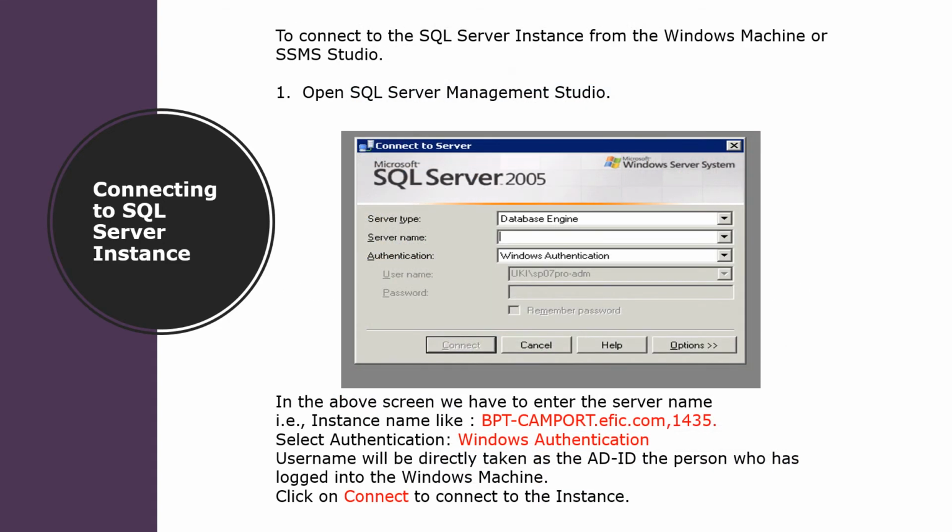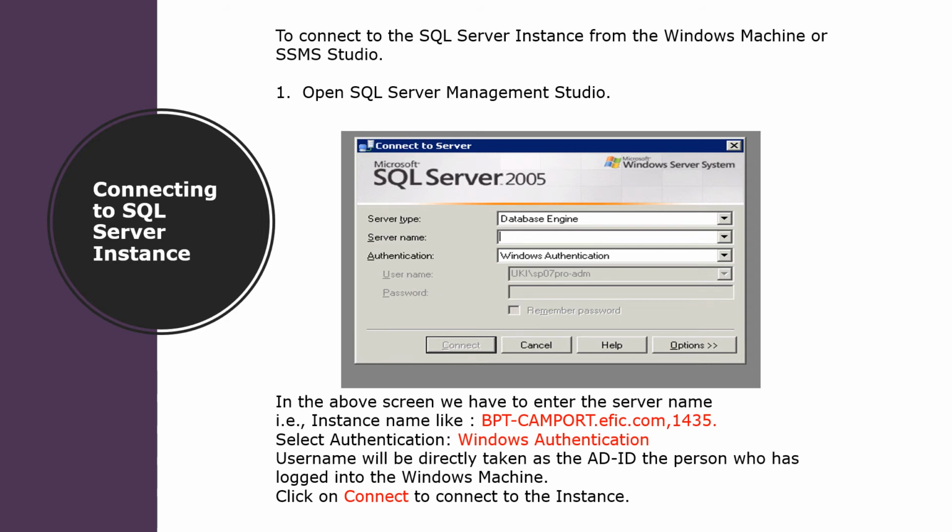Now if you want to connect to the instance from a Windows machine by installing only SSMS, that is the SQL Server Management Studio, on the laptop, we can directly connect to the particular SQL Server instance with the AD login. For that, we have to open the SQL Server Management Studio, then pass the parameters in the server, pass the server name, and with that we have to give the port number and select the authentication as Windows authentication and just click on Connect.